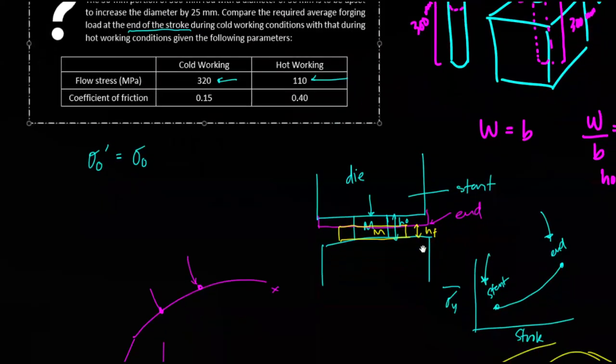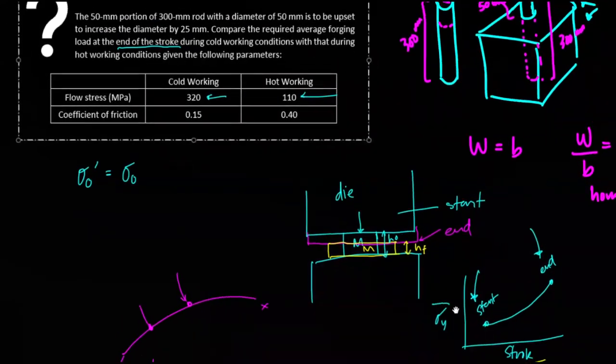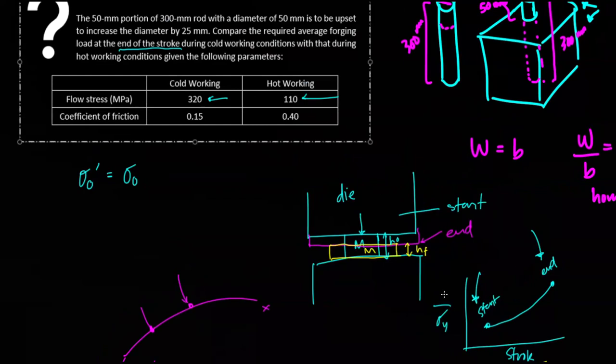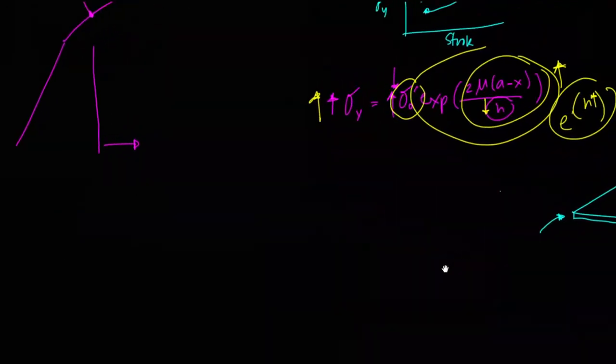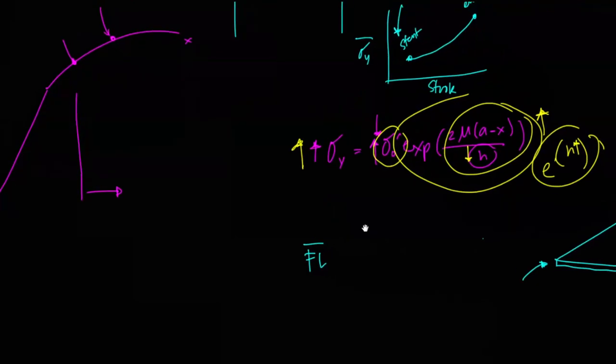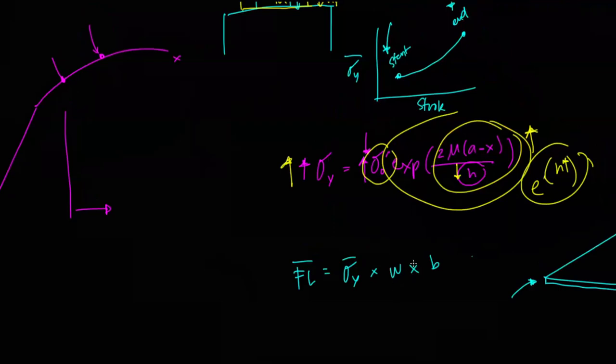Okay? So, this time, gusto natin i-compare yung dalawa, no? So, ang sinabi lang kasi is compare the required average forging load. So, we'll be using yung FL equation, no? Yung FL bar, which is equal to sigma y bar multiplied by w times b, no? Tama? And in this case, equal actually itong dalawang to.